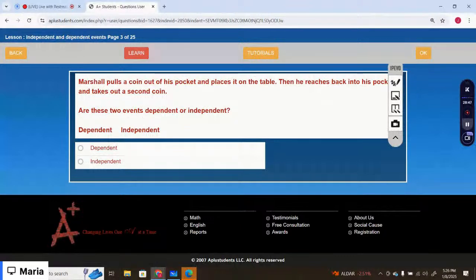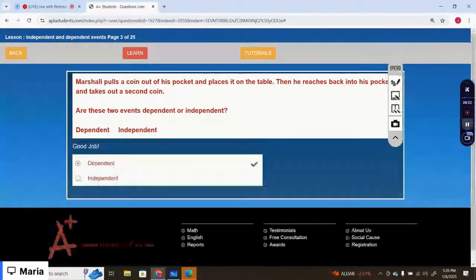Marshall pulls a coin out of his pocket and places it on the table. Then he reaches back into his pocket and takes out a second coin. Are these two events dependent or independent? They are the dependent events. Option number one is the correct option.